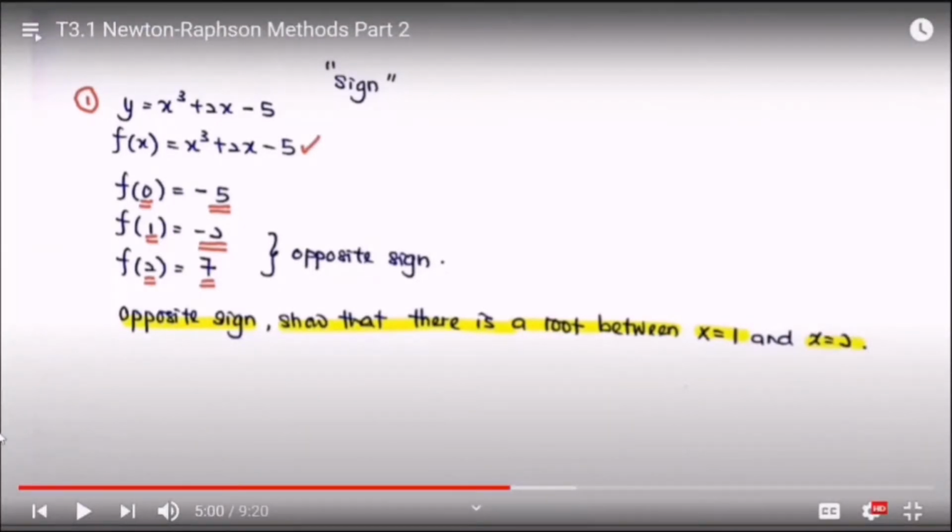So, keadaan kedua, sign change. Macam mana nak cari function? Whenever you dapat x to the power 3 plus 2x minus 5 equals to 0, kalau dia equals to 0 saja, itu adalah function for f(x). Kemudian, you key in benda ini dalam calculator, then you guna trial and error. You substitute 0, 1, 2, kalau tak jumpa lagi 3, 4 kan, you akan nampak. Bila dia sign change sahaja, you tulis opposite sign.